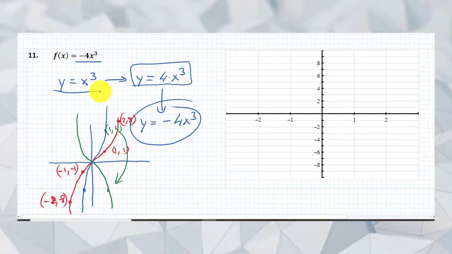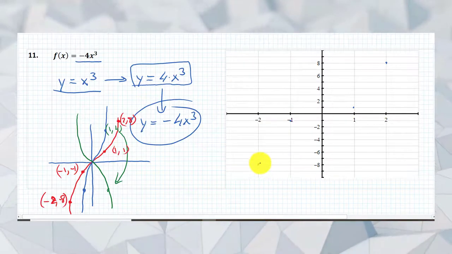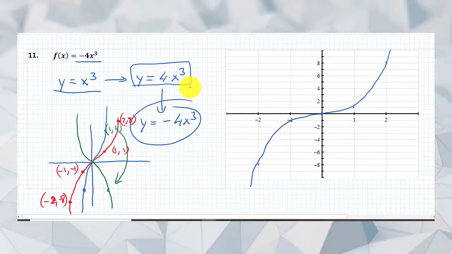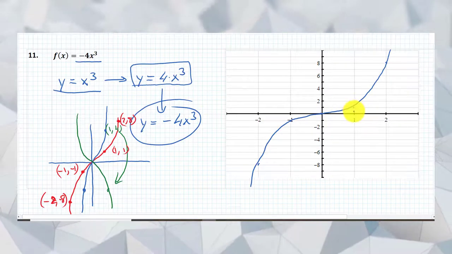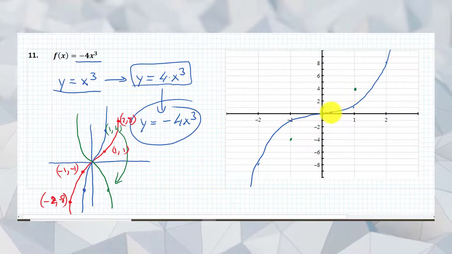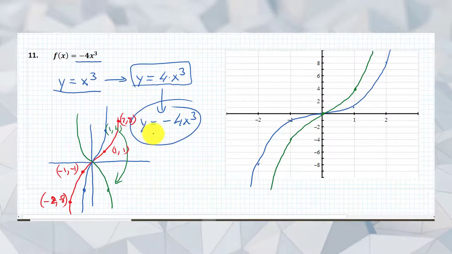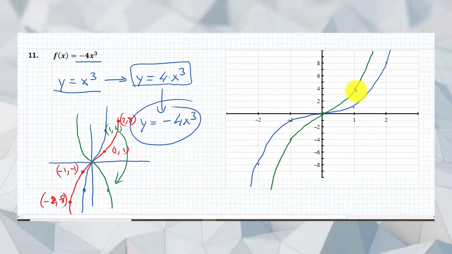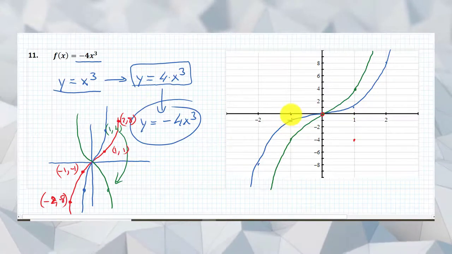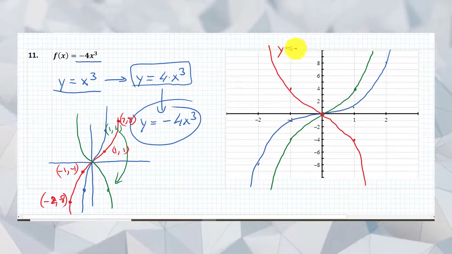So let me graph first y equals x cubed. So 1, 1, 2, 8, negative 1, negative 1, negative 2, negative 8 right here. Here's y equals x cubed, and it goes through 0, 0, okay? Then y equals 4x cubed, I multiply the y by 4, so 1, 4. This one is out of the picture, 0, 0, negative 1, negative 4, right here. Goes like this. And then y equals negative 4x cubed. This is a reflection. So 1, 4 goes to 1, negative 4. 0, 0 stays here. And negative 1, negative 4 goes to negative 1, 4. Here's the graph of y equals negative 4x cubed.